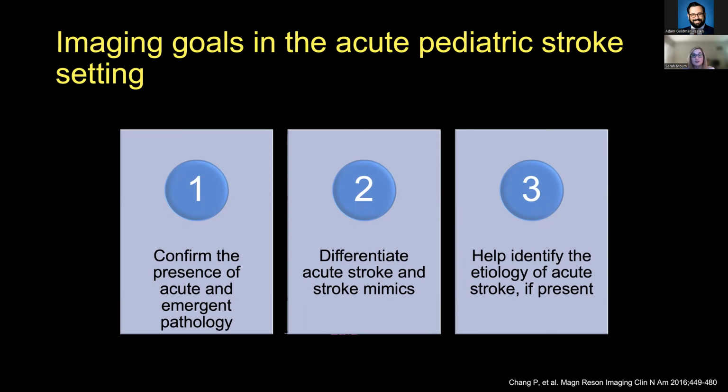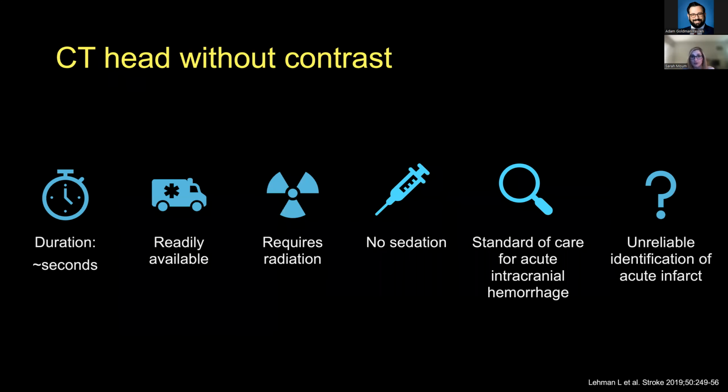Let's look at possible imaging options. First, we have the ED neuroimaging workhorse, a non-contrast CT head. This is quick and readily available at almost every ED. It doesn't require sedation, and it can quickly determine if there's an intracranial hemorrhage. However, it does require radiation, which, as you all know, we try to avoid in peds. And most importantly, it can be inconclusive for the identification of acute ischemic stroke. Studies have shown that CT can fail to diagnose childhood stroke in a large proportion of patients.